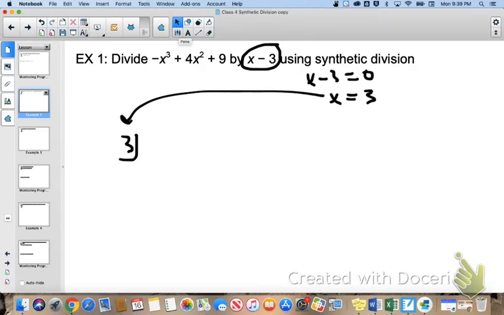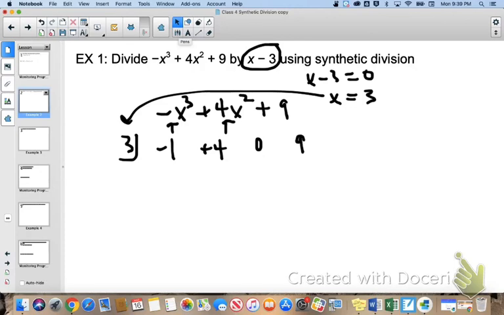Okay, and then we're going to take our coefficients. Now, what we're dividing into is negative x cubed plus 4x squared plus 9. So our coefficient of negative x cubed is negative 1. Of 4x squared is plus 4. Now, remember, you still have to account for every degree. So we are going to have a 0 because there's 0x, and then plus 9. Now, how synthetic division works is we first bring down the negative 1.